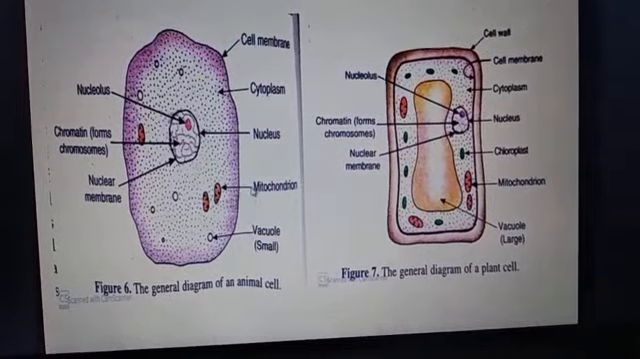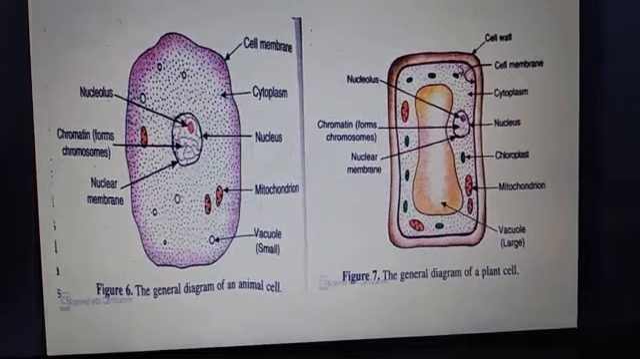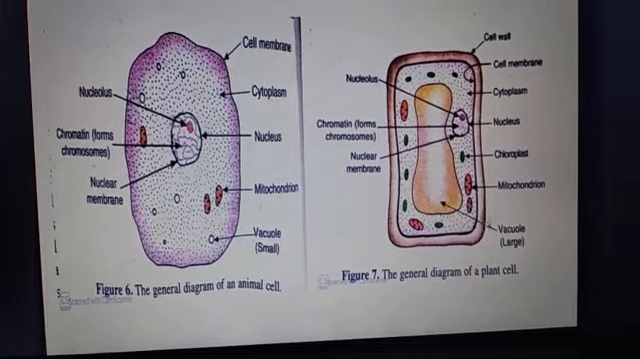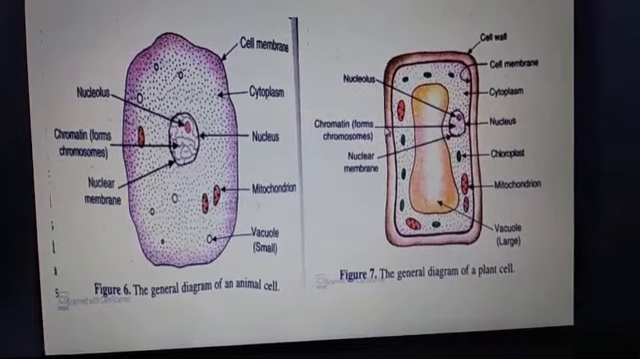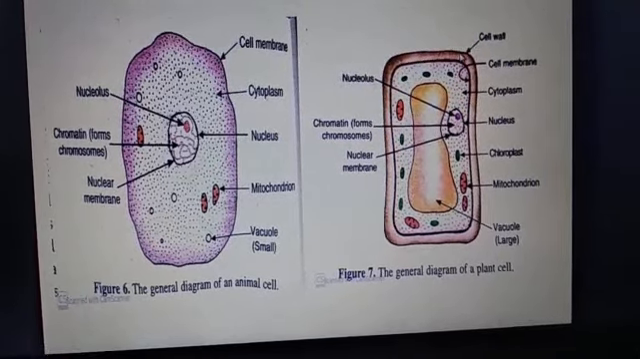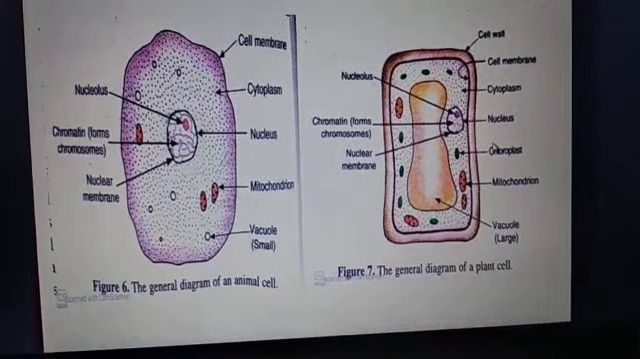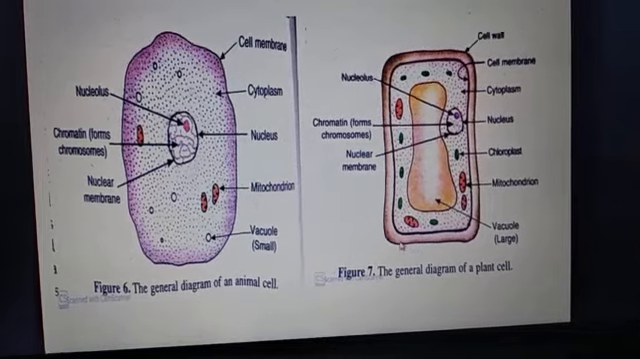In plants, there is an additional covering known as cell wall. This cell wall is tough and strong. It protects the cell against the variations in the environment. It also gives a definite shape, size, and support to the cell.